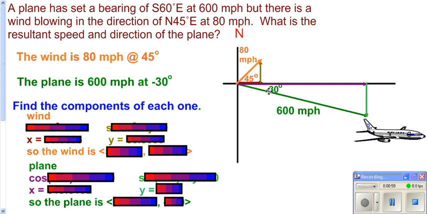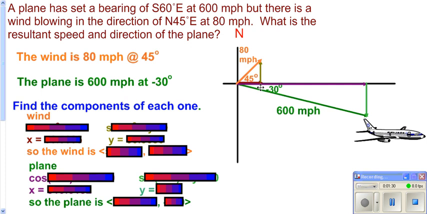We want to find the resultant speed. In other words, if I were to take my wind vector, slide it down here to the end of my plane vector, my resultant would be what we have right here, going from the very beginning to the very end. So I'd be looking for the length and direction of the blue, is for the most part what we're looking for. But we're going to start off by finding the component form of each one.